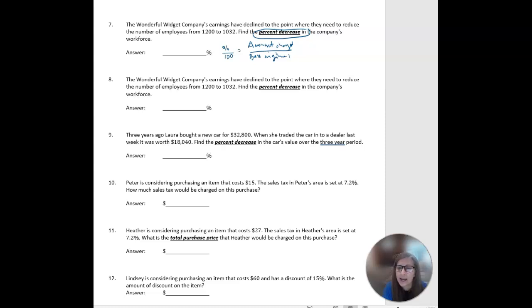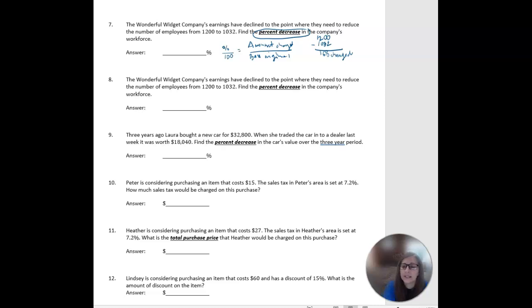So let's see, you had 1,200 employees. You need to reduce that to 1,032. So we have to subtract here. Okay, I'm going to use my calculator. 1,200 minus 1,032. We had, and I'm about to mess up. We had this in our first couple of weeks. The difference here is 168. This is how much the widget company has changed in the needs that they have for their staff.